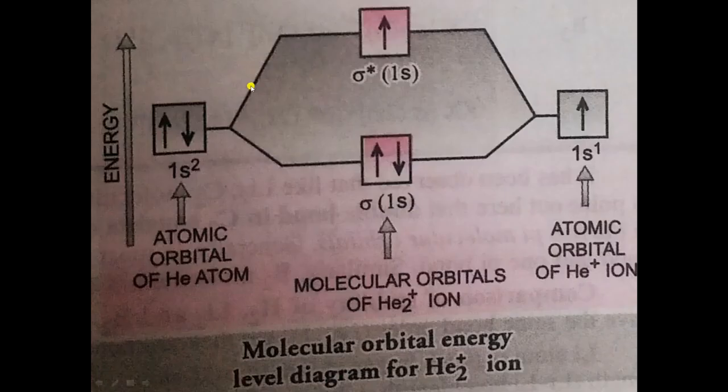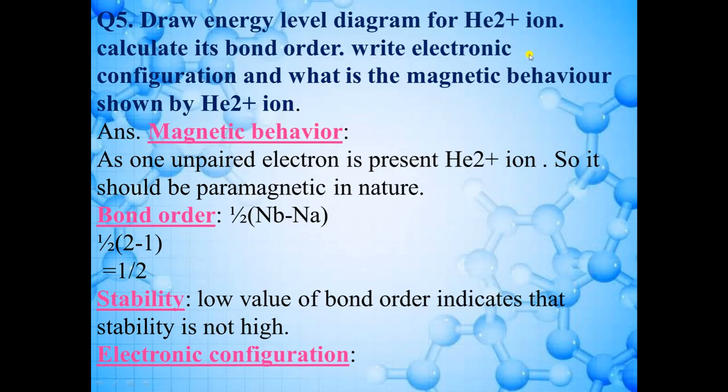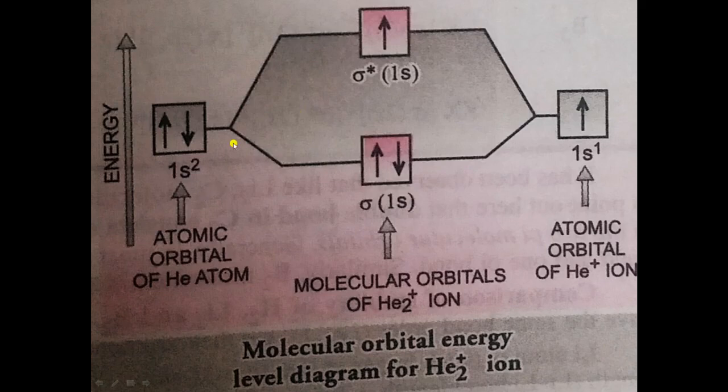So here we will take 1s orbital, 1s orbital. Now this is helium atom, right? And this is helium positive because we are taking helium-2 positive ion. This positive charge is the overall charge over the He2 molecule. Now this is helium atom and this is helium positive ion. When you add helium and helium positive ion, it will form helium 2, and above the helium 2 molecule there will be positive charge.